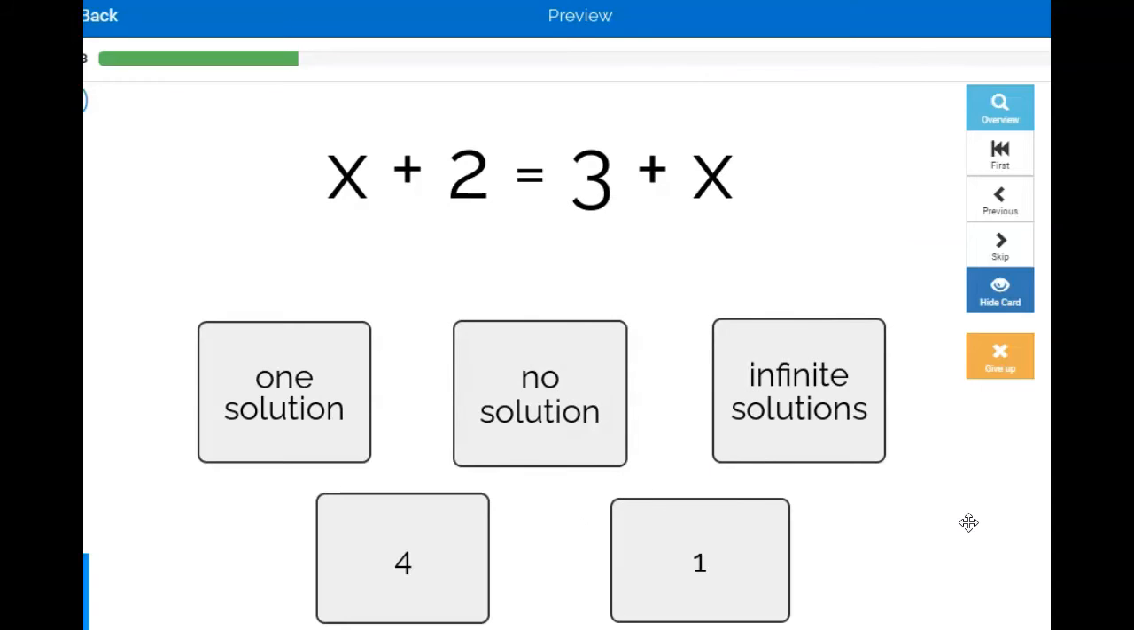What about this system? Just by using number sense, I could ask myself, if I take a number and add 2 to that number, will that ever be the same thing as taking the same number and adding 3 to it? And just by number sense, I can understand that could not happen. So there must be no solution.